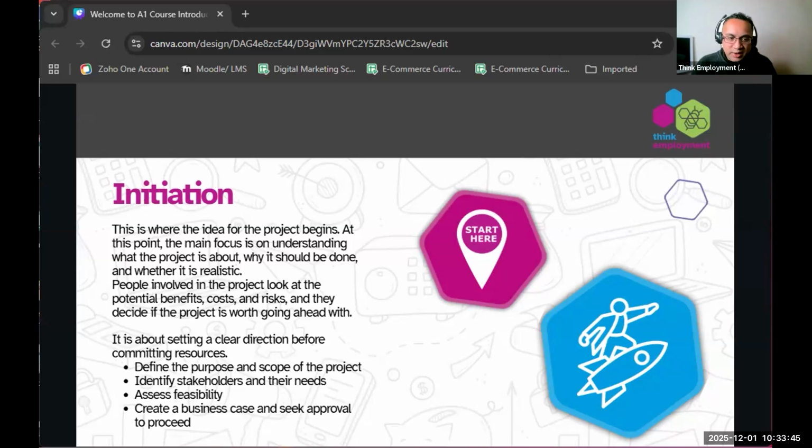Assess the feasibility, right? Understand creating a business case and seeking approval. So you will put a business case together. This is what I want to achieve. This is what I'm going to need. This is what I'm going to basically deliver. These are my values. This is the mission statement. This is the vision. This is the company brand, the logo and everything.